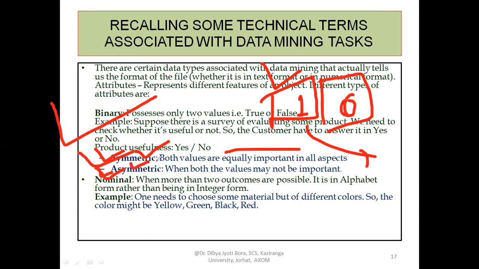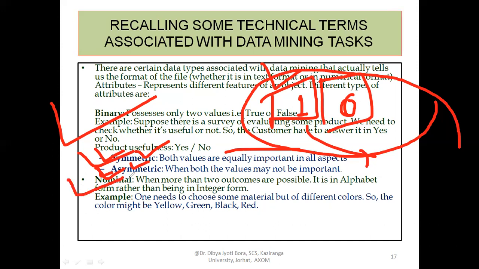Now, can you tell me, regarding the example I just gave about the hostel food survey, is it falling under an asymmetric attribute or a symmetric attribute? Can anybody tell me? Well, I think you need time, so think and then reply to me.